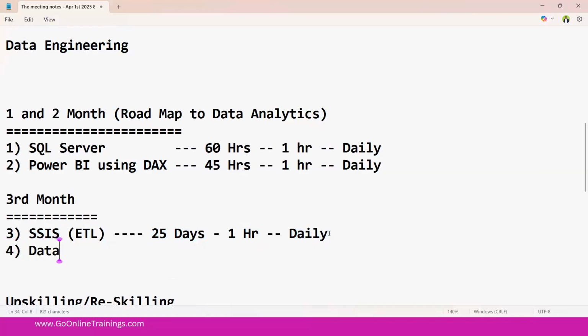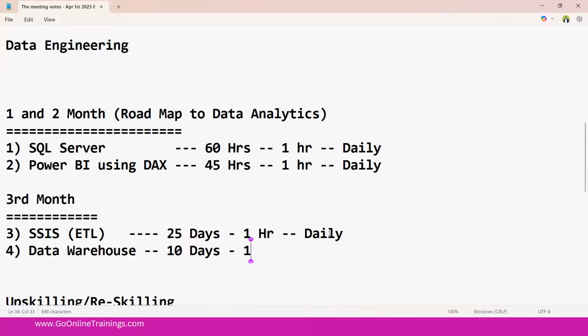Fourth one, you need to know completely, you need to have a data warehouse. Data warehousing will be for, I think, 10 days, 10 classes only. It is a 1 hour class each. So daily you need to watch, not now, in the third month. Clear? You will be able to complete this one in 10 days. And it is also very, very important. What is data warehousing? I will be able to teach you.